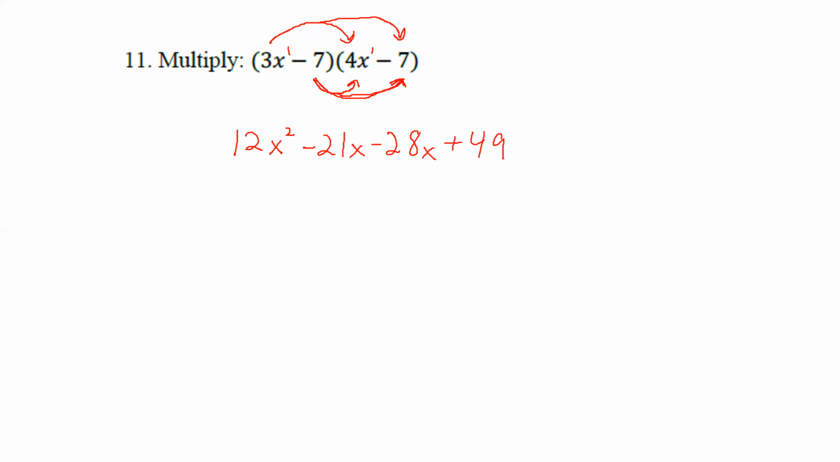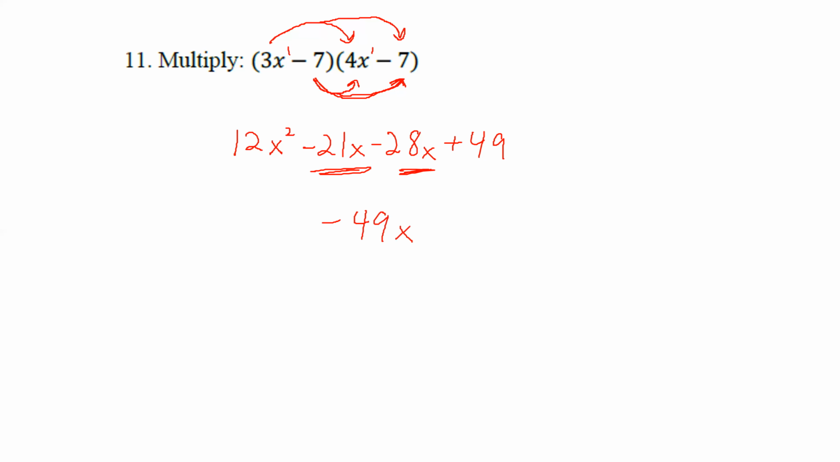However, on this type of problem, we might be able to simplify some more. So we have an x squared. We have 2 values in the middle that both just have an x, and we have 1 at the end that's a constant. The 2 in the middle, those are like terms. So we can combine those. So we have -21 and -28.